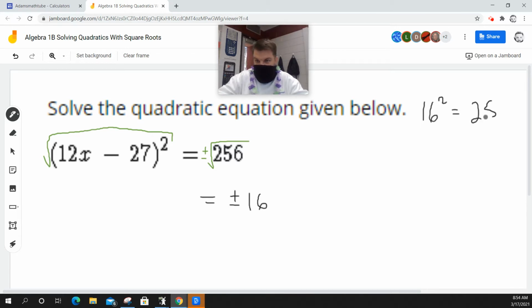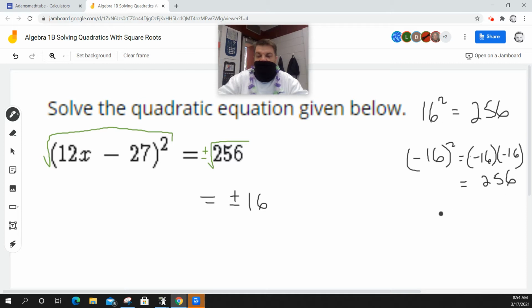is equal to 256. Now we have to consider plus or minus because negative 16 squared is the same as negative 16 times negative 16. What happens to the negatives when I do that? Yeah, they become positive. So that'll give me 256. And then positive 16 squared is just 16 times 16, which is still 256. So when I take the square root, I have to consider both the positive and negative root.